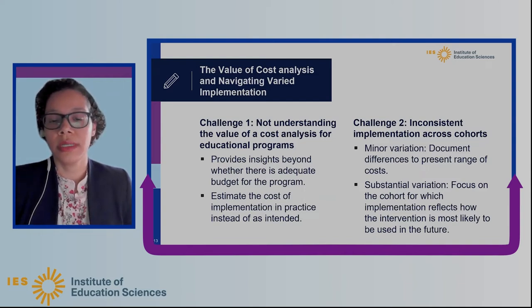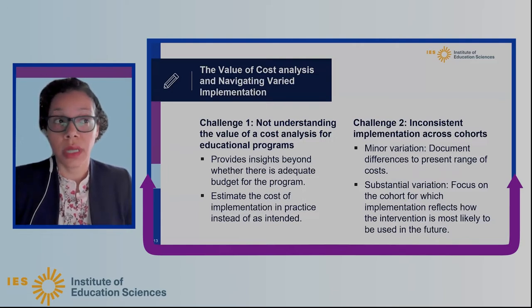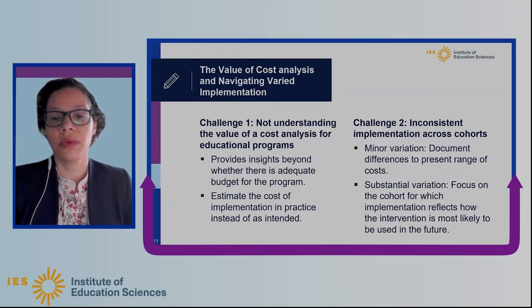Another challenge is inconsistent implementation across cohorts. If the variation is minor, you could document the differences to present a range of costs. If the variation is more substantial, you could choose to focus on the cohort for which implementation reflects how the intervention is most likely to be used in the future.